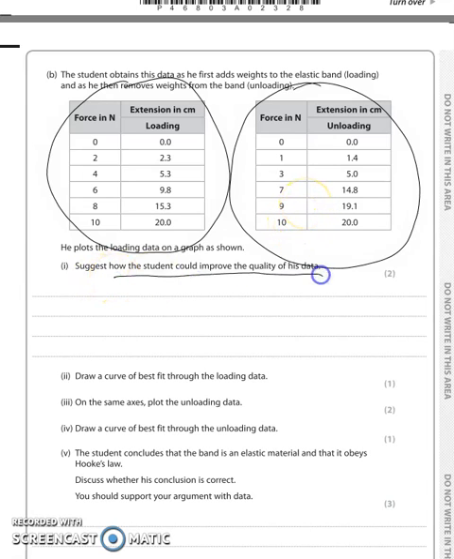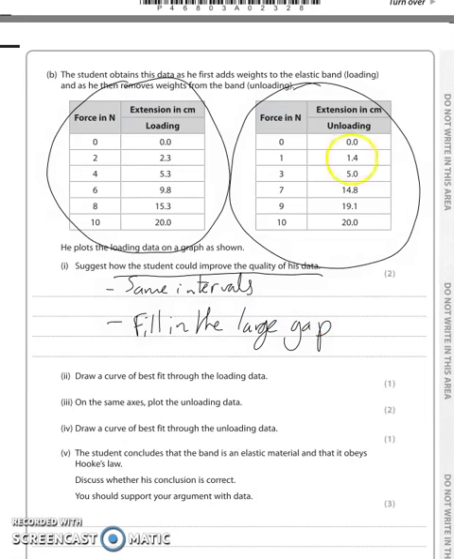Suggest how we can improve the quality of this data. Well, surely you would do it at the same intervals, the same intervals for loading and unloading. What's the point in loading it and then unloading it with a different weight? These should match. And this one goes 3 to 7, so you could fill in the large gap for the unloading data. You could get more readings.